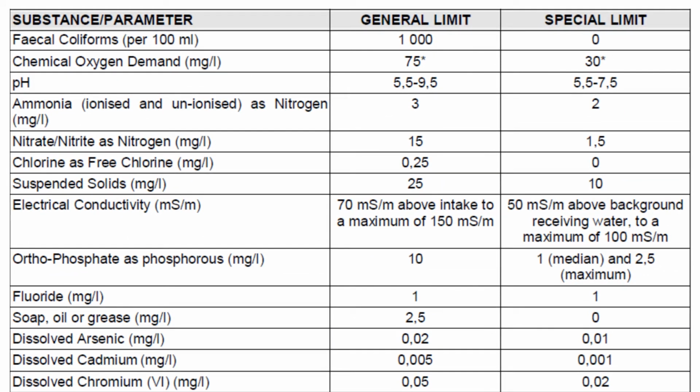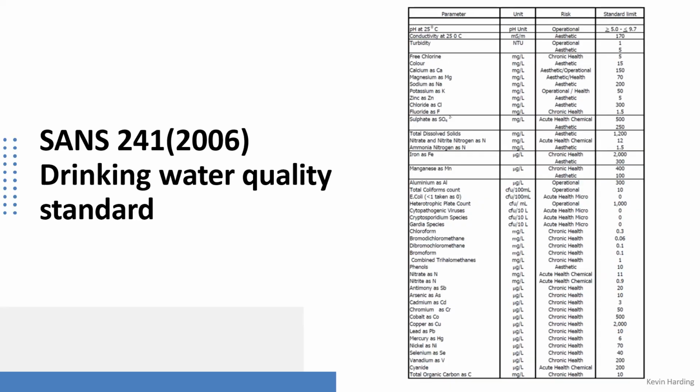Okay, so I could have zoomed in earlier there, but as I say, I've cut off the bottom of this. It is on the Ulwazi site for the whole document, so please go and have a look at that. The drinking quality standard, I've also put up on the Ulwazi site, so please go and have a look at this as well. This is SANS 241 of 2006, and this gives a similar document in terms of what you're allowed to have in drinking water.